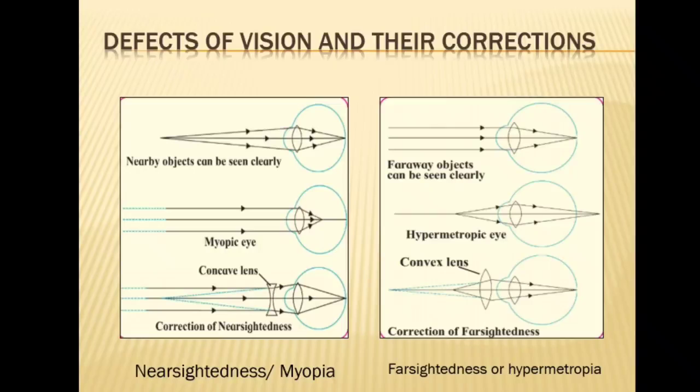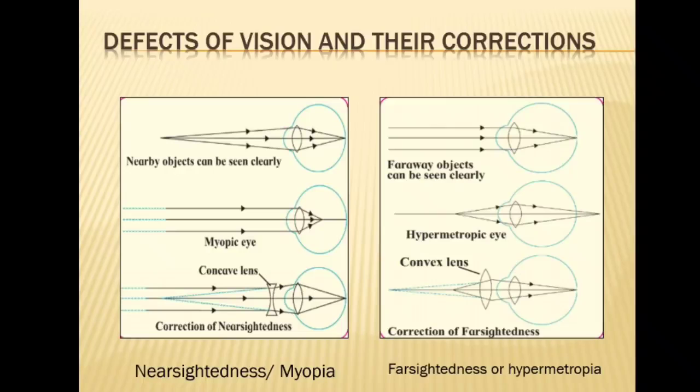There are two reasons for this defect: the curvature of the cornea and the eye lens increases. The muscles near the lens cannot relax, so that the converging power of the lens remains large. The eyeball elongates, so that the distance between the lens and the retina, that is the screen, increases.